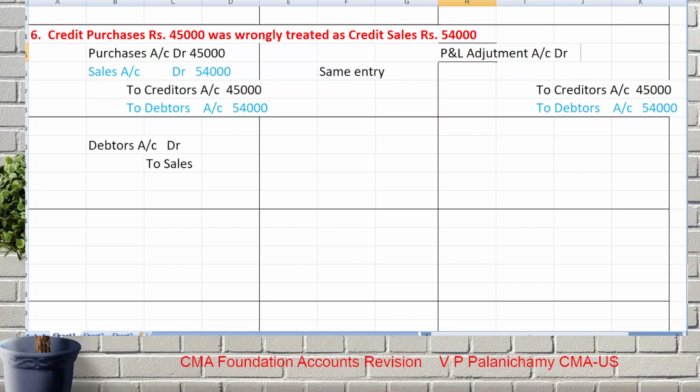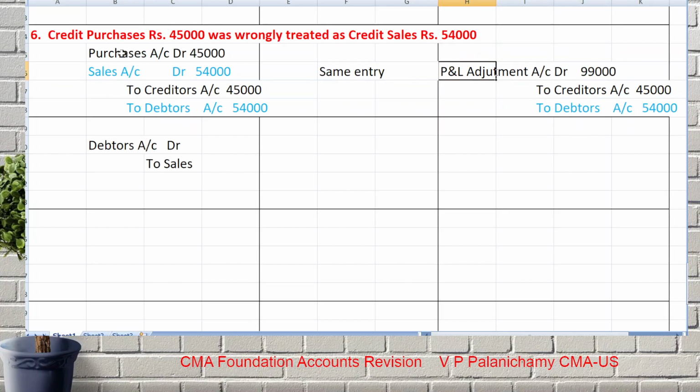P&L adjustment account debtor, add both, it comes to 99,000. Now purchases and sales both are which account? Nominal accounts. Instead of that, what do you do? P&L adjustment account debtor to which account? Debtors account and which account? Creditors account.